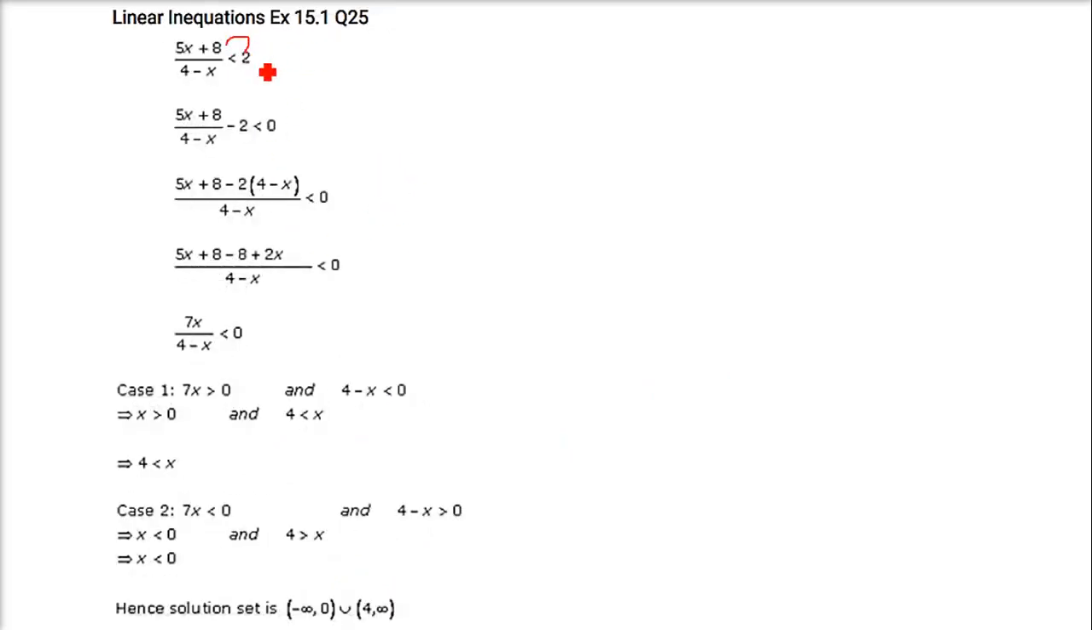Here bring 2 here and 5x plus 8 minus 2 into 4 minus x by 4 minus x. You get 7x by 4 minus x less than 0. So either 7x is less than 0 and 4 minus x is greater than 0, or 7x is greater than 0 and 4 minus x is less than 0. Either this is negative, this is positive, or this is positive and this is negative. This may be the two cases.